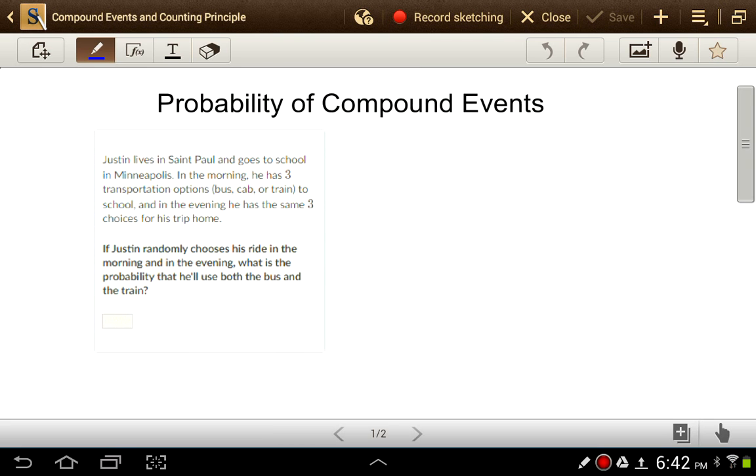Good morning, everyone. Today we're going to talk about the probability of compound events. In order to do this, we're going to have to use our sample space lesson that we did the other day to help us create our total outcomes so then we can use it to answer the question.